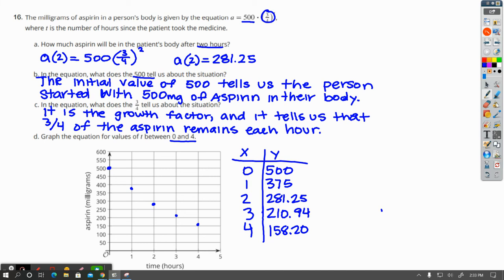So hopefully this helps you with your test. These are not the same questions that will be on your test, but the concepts are the same, and hopefully it helps you.